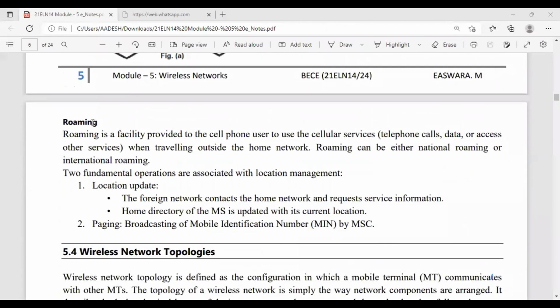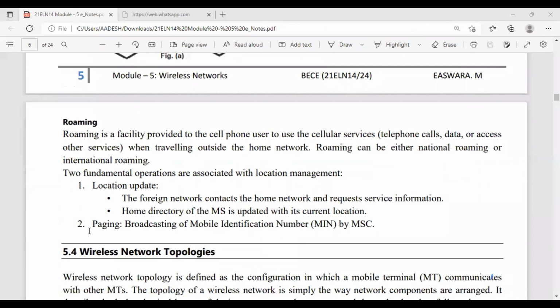And then coming to roaming. Roaming is a facility provided to the cell phone user to use cellular services like telephone calls, data, or to access other services when traveling outside the home network. When he is in his home location, once the mobile phone is switched on, all his data will be stored in a location register, his home location register. That is called location update.